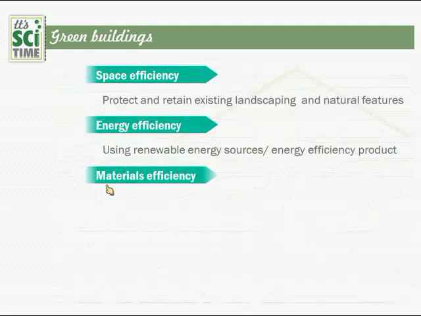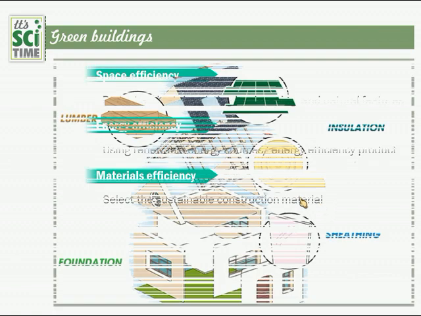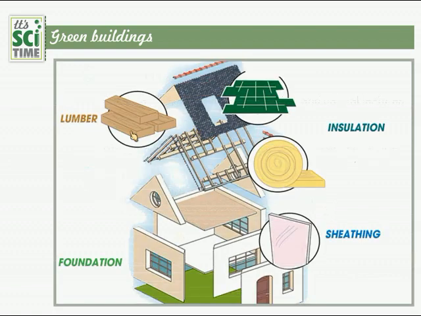Next, green buildings for material efficiency. Select sustainable construction materials. When planning these, we can use sustainable ones, and also we must plan for long-term use, or maybe use recycled materials. Using such things we can minimize the wastage of materials, and we can maximize the use of existing natural materials.